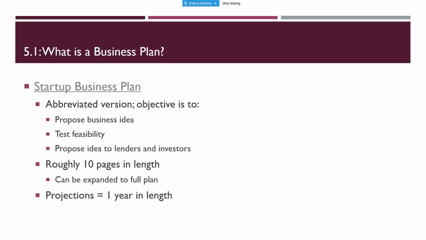So it's a very abbreviated version. The purpose is basically to propose the idea, test feasibility, and propose that idea to lenders and investors. And that's exactly what the We Can Do It consulting company did. So it's roughly 10 pages in length. Theirs was 8. So they did a pretty good job there.